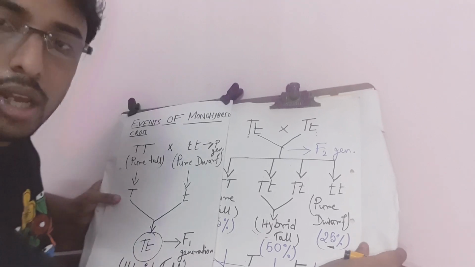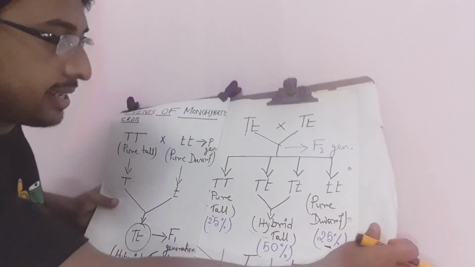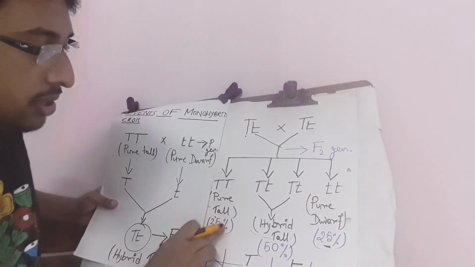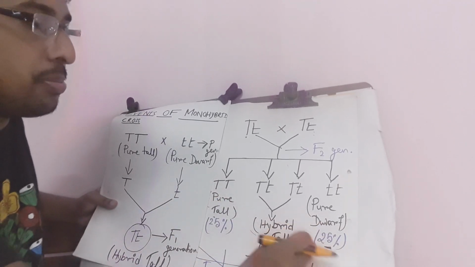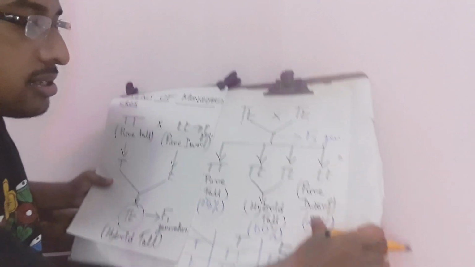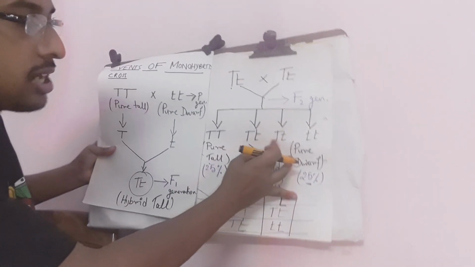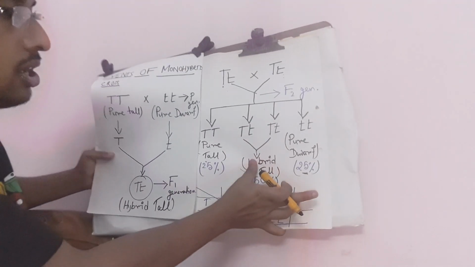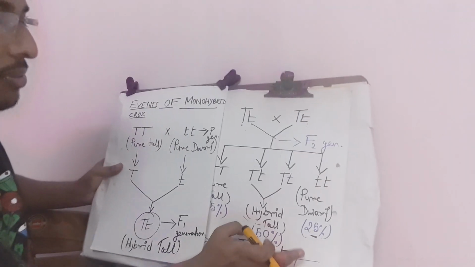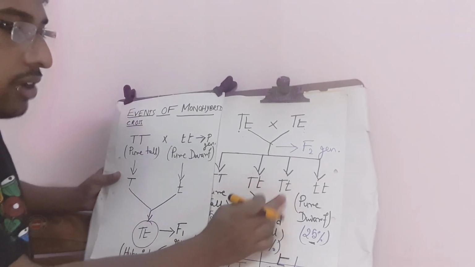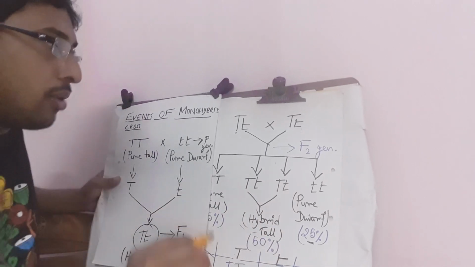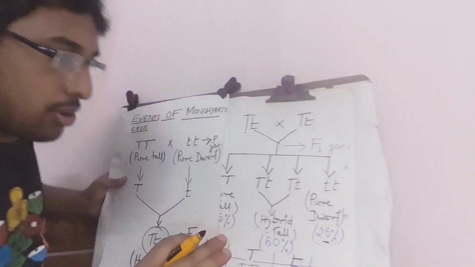So ultimately we are getting the characteristic features from here: 25% pure tall, 25% pure dwarf, and 50% hybrid tall. Look at the structure, 50% hybrid tall. So why it is 50%? Because it is 25, it is also 25. So 25, 50% character.